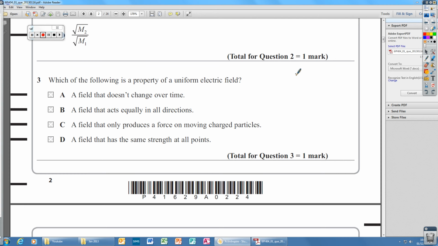Which of the following is a property of a uniform electric field? What I'm looking for here is my best answer. A field that doesn't change over time? Well, you could change it over time. A field that acts equally in all directions? Well, it wouldn't, because if you think about perpendicular to the field, that would be different. A field that only produces a force on moving charged particles? Well, again, that's not true. But a field that has the same strength at all points, that's the one. So it's D in that case.